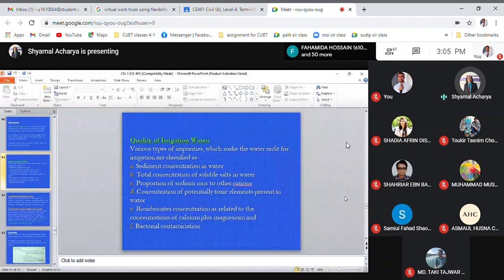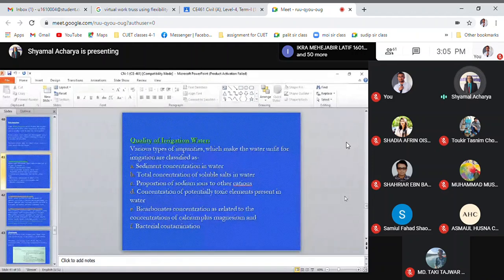And there is one more, the sodium absorption ratio, the proportion of sodium ions to other cations. Depending on the sodium content, the water is categorized into 4: S1, S2, S3, and S4. The ranges are 0 to 10, 10 to 18, 18 to 26, and more than 26 is very high sodium water.